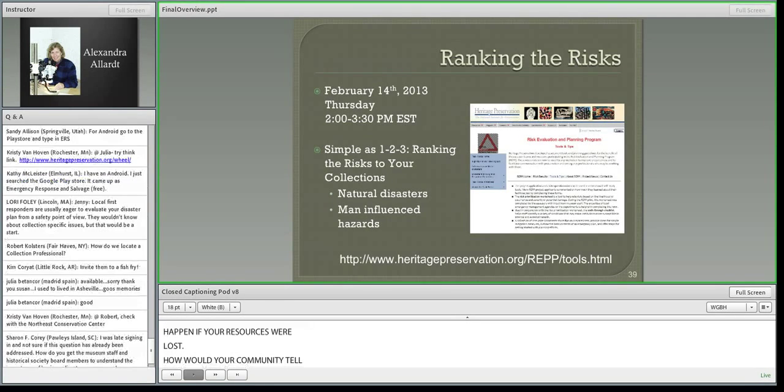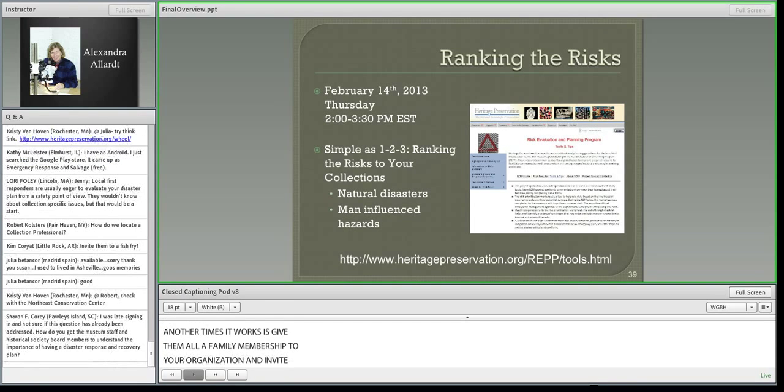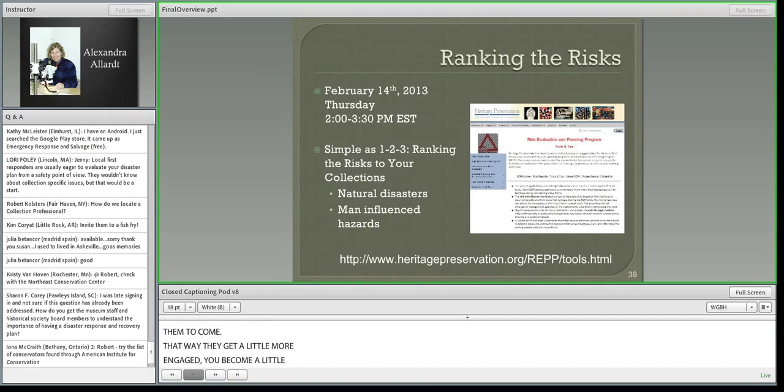That way they get a little bit more engaged, you become a little more visible to them, and they learn a little bit more about you. And just through osmosis, you become a little bit more important. So maybe that might help. And we did have the recommendation of inviting them to a fish fry, so keep that in mind.